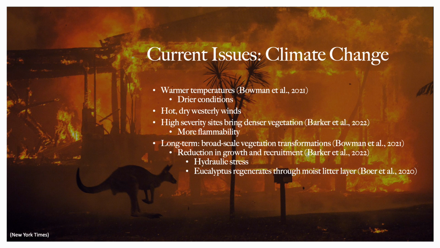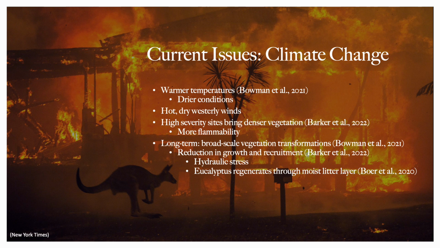Dense regrowth is more flammable than old forests, so the increasing amount of severe wildfires with climate change could increase in frequency with the resulting vegetation structure. Looking at the long-term impacts of climate change, broader scale vegetation composition and structure changes are expected. Reduction in growth and seed recruitment from hydraulic stress and drought periods could result in a change in structure.